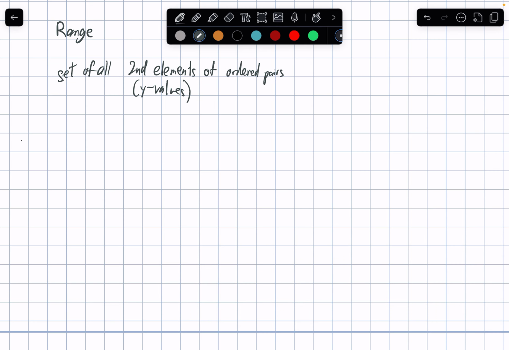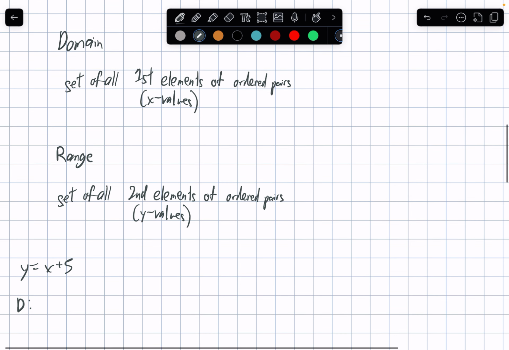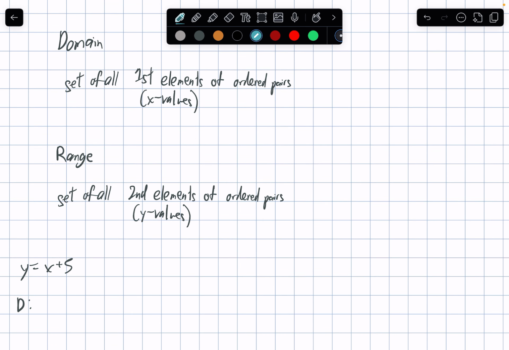So for example, let's try y is equal to x plus 5. The domain, so from left to right. How do you know if it's left to right? What I mean by x values, in the Cartesian plane, this is the x-axis. So essentially, when we say x values, that's from left to right. If we're referring to y values, this is the y-axis, so from top to bottom.